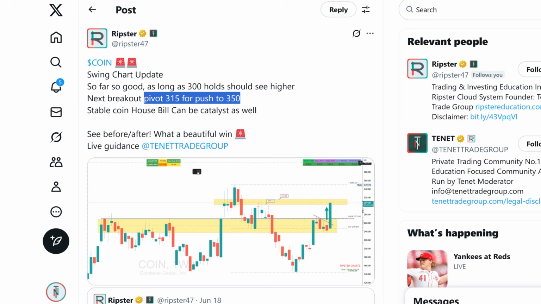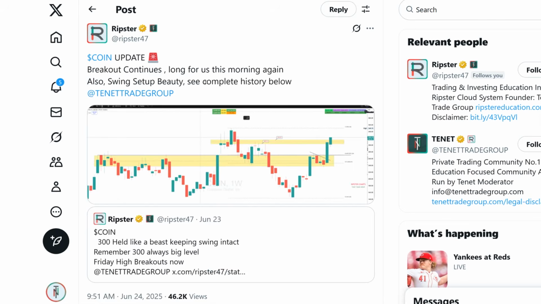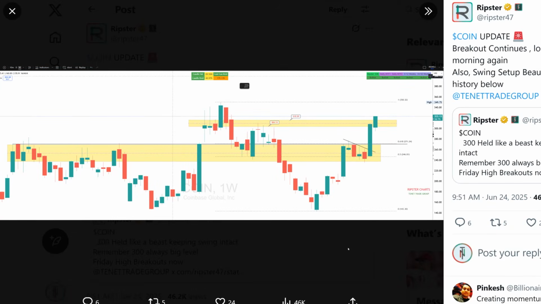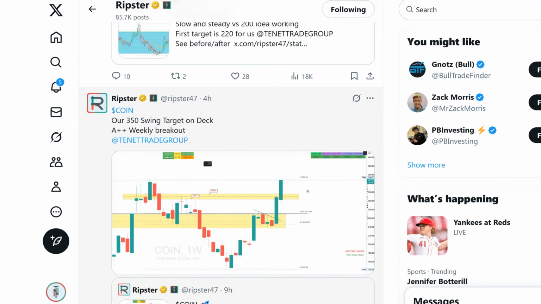We did a few days of consolidation, and look at what happened today. I also updated my Twitter followers. 300 held like a beast, 300 always a big level, trying to break out. And you always look at the bigger picture when you're swinging it. If I'm swinging it versus 300, I'm risking $4 or $5, but I'm making $40. So I'm risking $400 and making $4,000 on that swing setup. Of course, you can buy the options, but you have to understand the risk-reward on these options. But this was the breakout setup, guys. Look at this beautiful breakout setup. And I mentioned to my traders in the community that 350 is our target. We hit 332, and then we hit towards our 350 target, almost closed there, right?